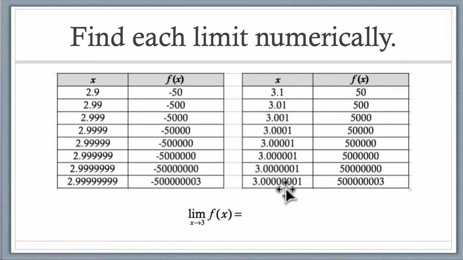My last example with a table showing this numerically asks: what is the limit as x is approaching 3 of this function? Again, as I'm getting closer to 3 from the left, I'm getting closer and closer to what looks like negative infinity. As I'm approaching 3 from the right, however, it looks like I'm getting closer and closer to positive infinity. Well, the limit from the left is not equal to the limit from the right, so the limit here doesn't exist.